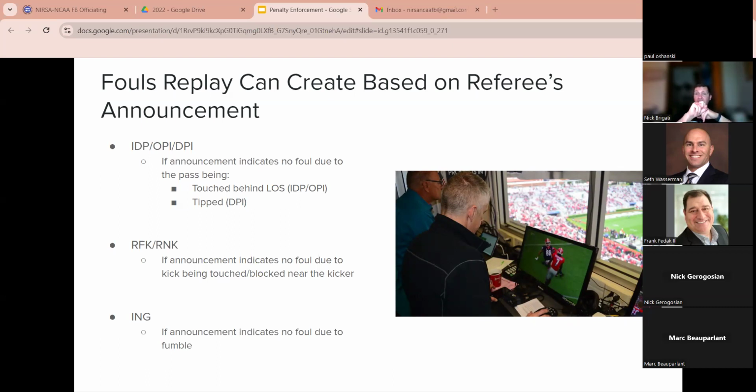And again, replay did not create the fouls in that situation. They just demonstrated to us that some of the conditions of the foul that we thought were not present were in fact present. But we can only do that if we announce those things.